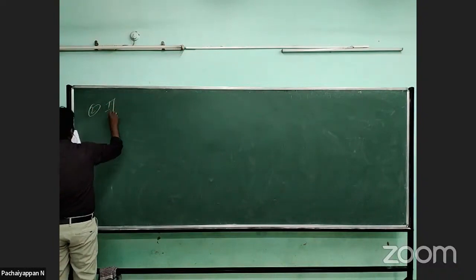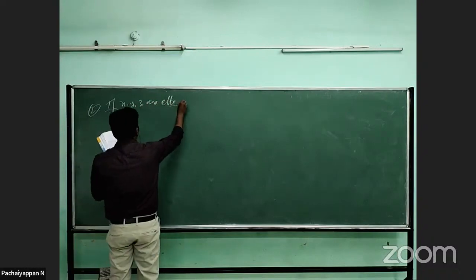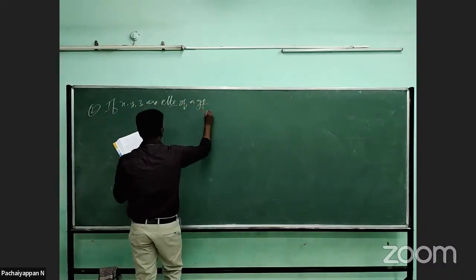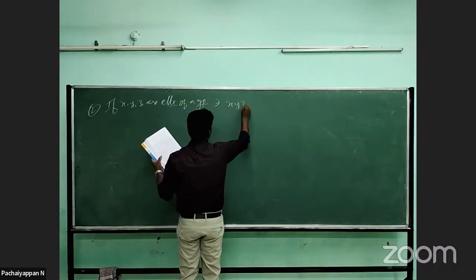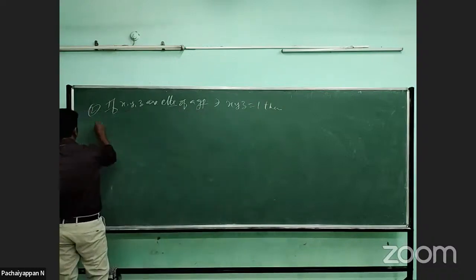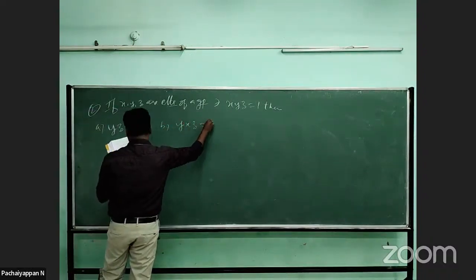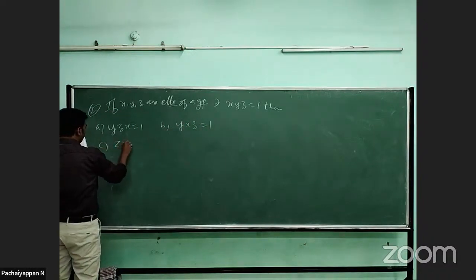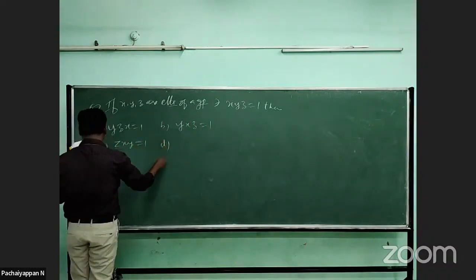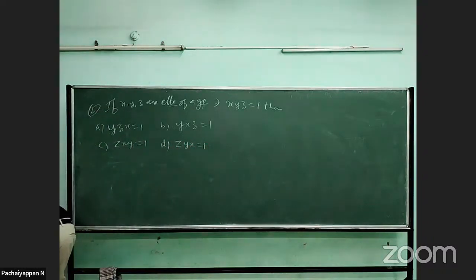Another question. If x, y, z are elements of a group such that xyz equals 1, then which of the following holds? A, yzx equals 1. B, yxz equals 1. C, zxy equals 1. D, zyx equals 1. What is your answer? Please, first read the question.